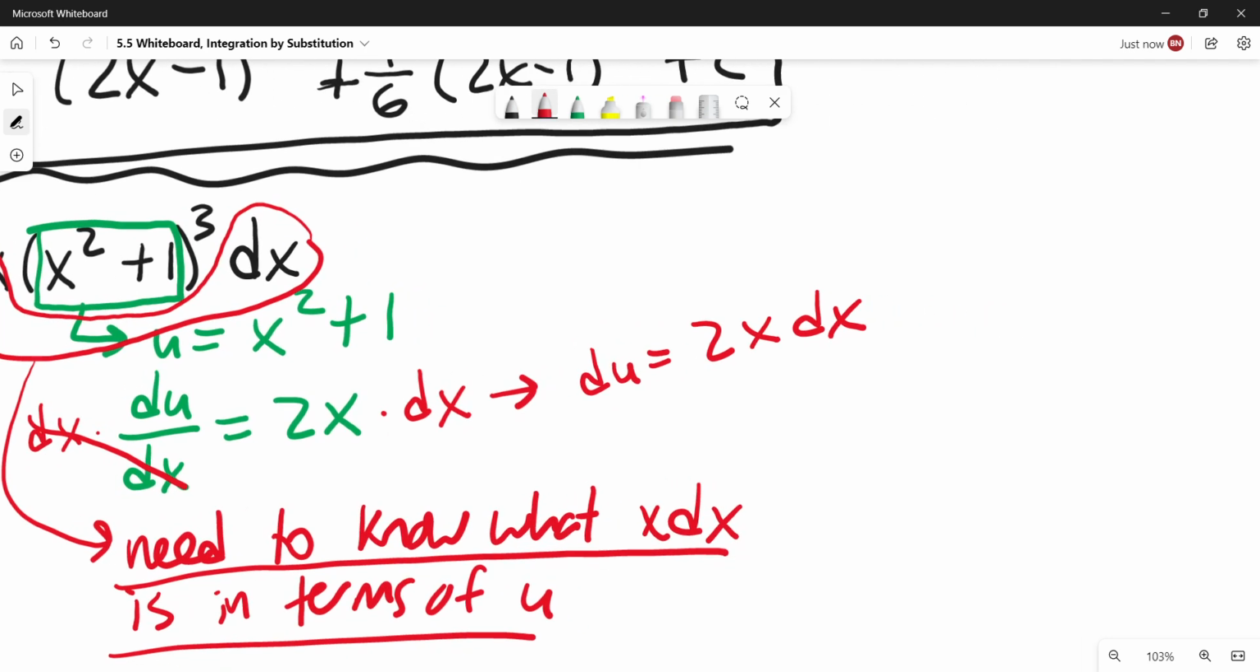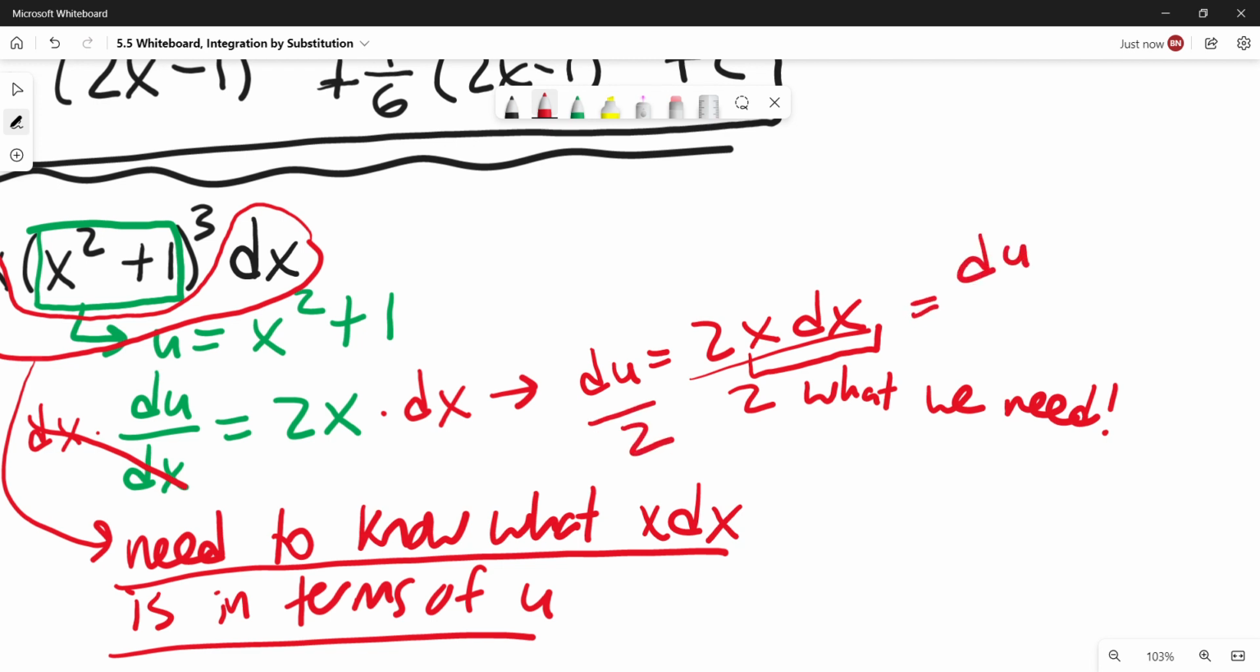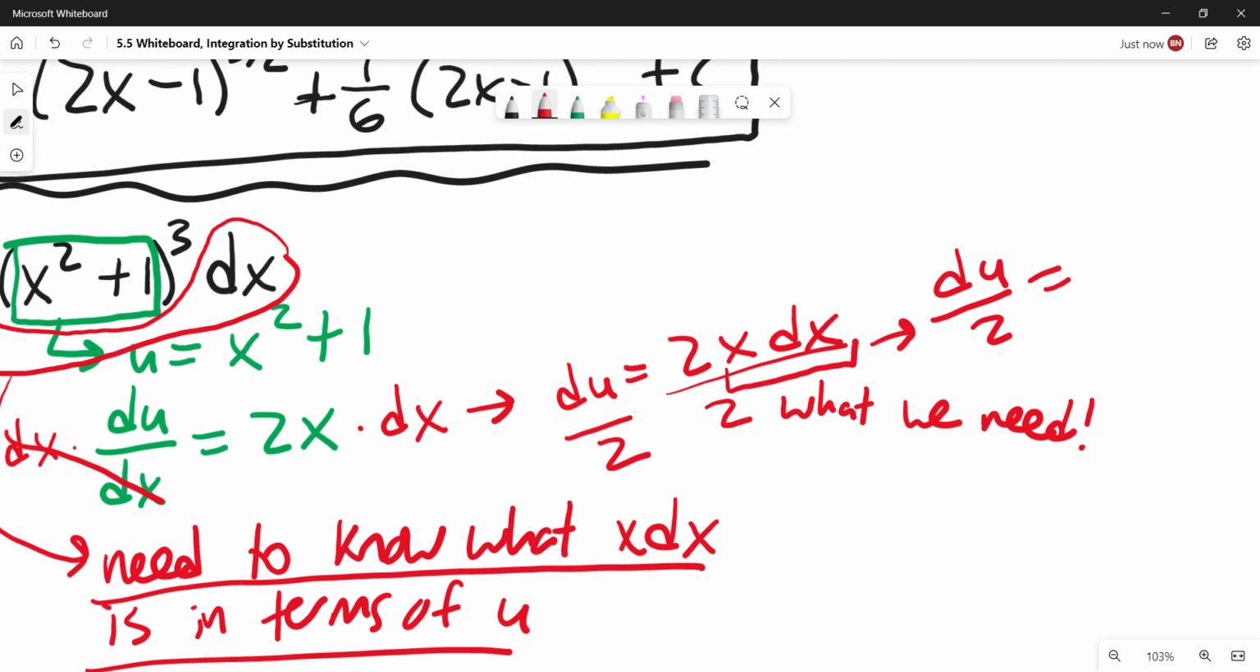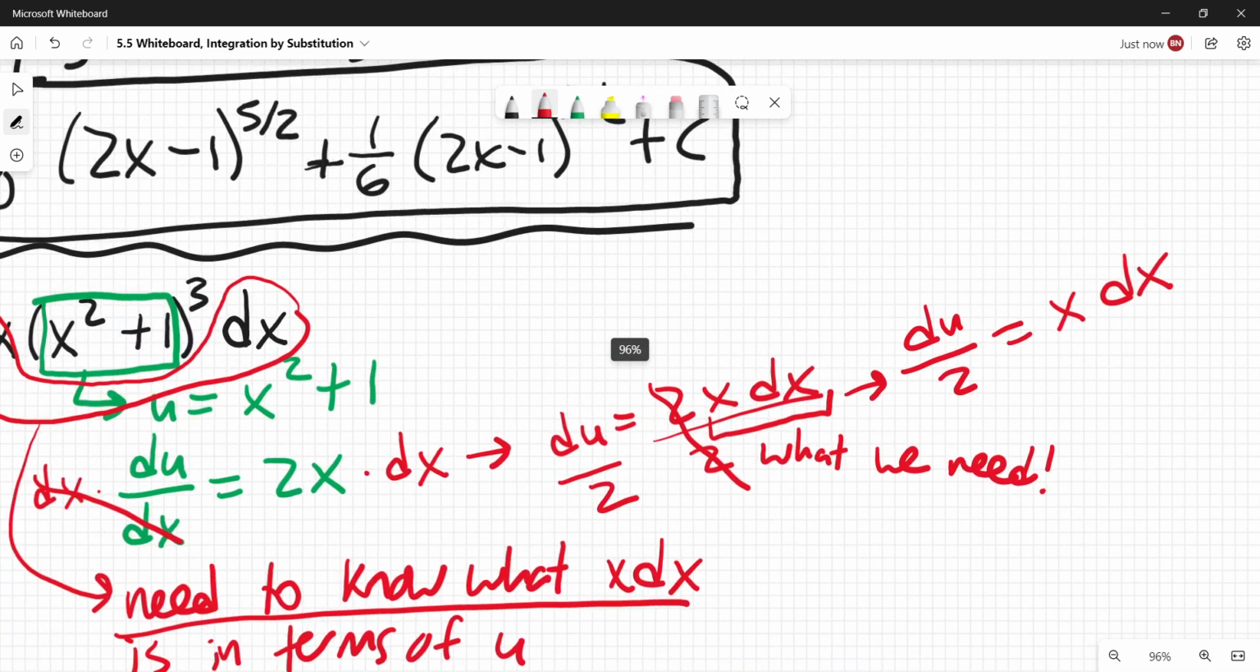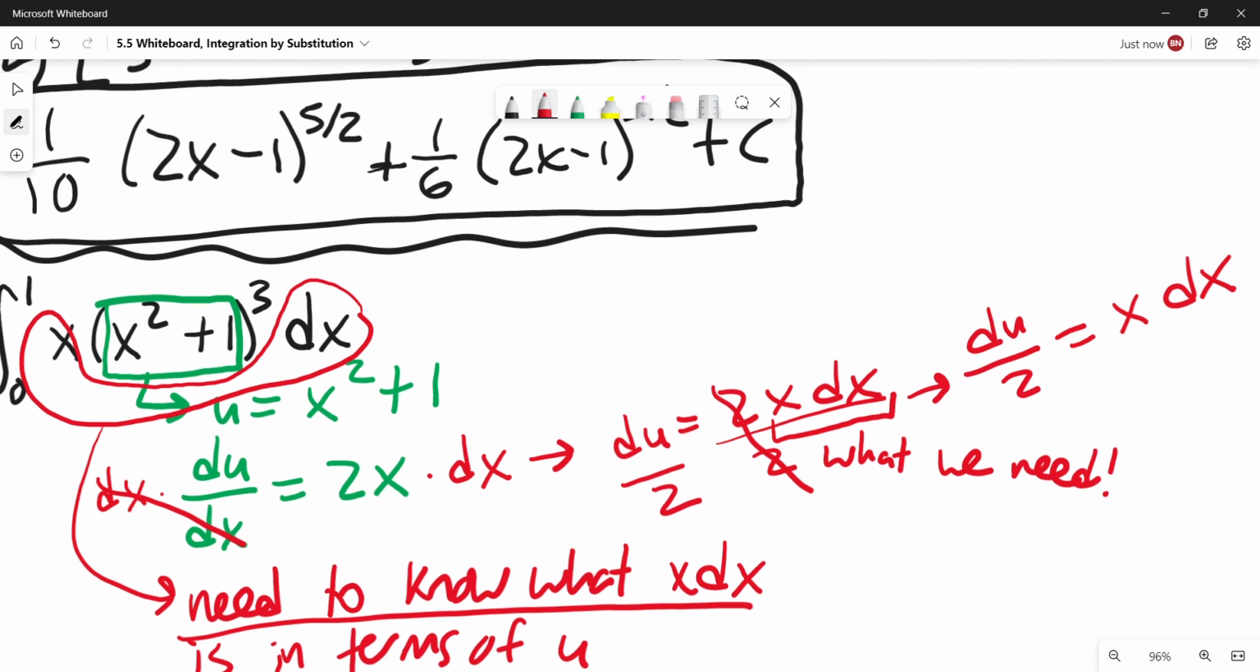Now that's almost what we need. What we need is x dx. So I'm going to divide both sides by 2. So I'm going to say du over 2 equals, oh, that's not equal. I hate it when people do that. Don't do that. I'm just going to draw an arrow, meaning this is the direction I'm rewriting this formula in. du over 2 equals x dx, right? So this x dx gets subbed out for du over 2. du over 2 is equal to x dx.